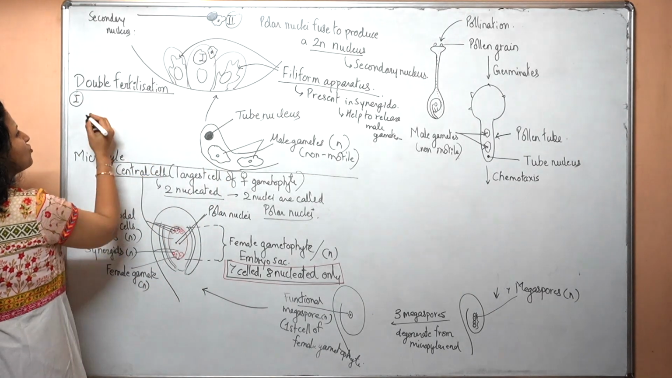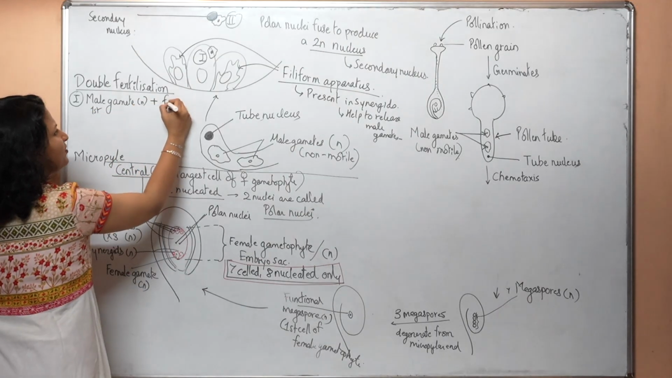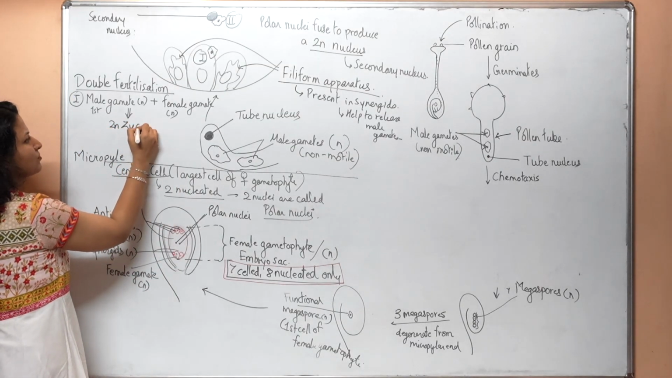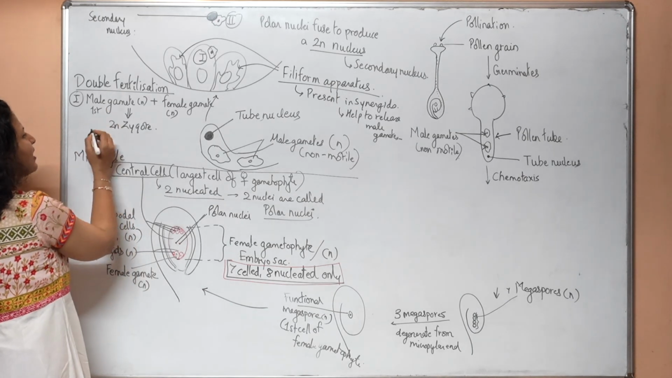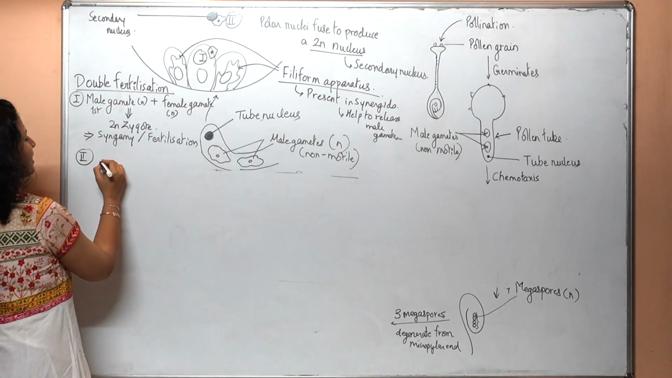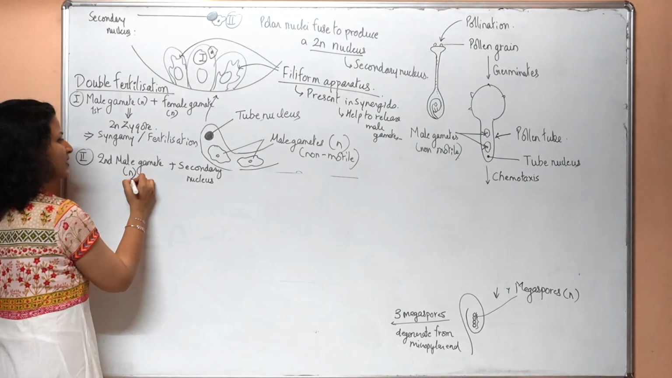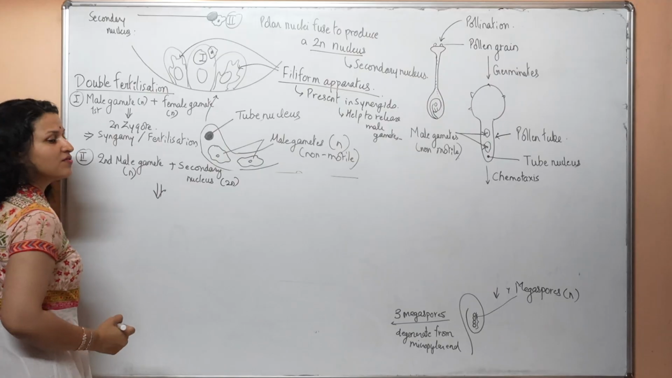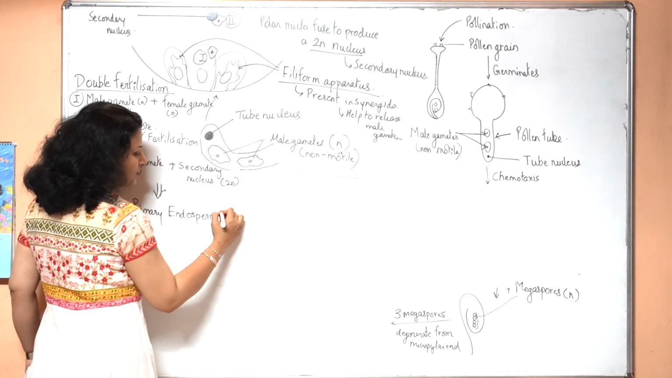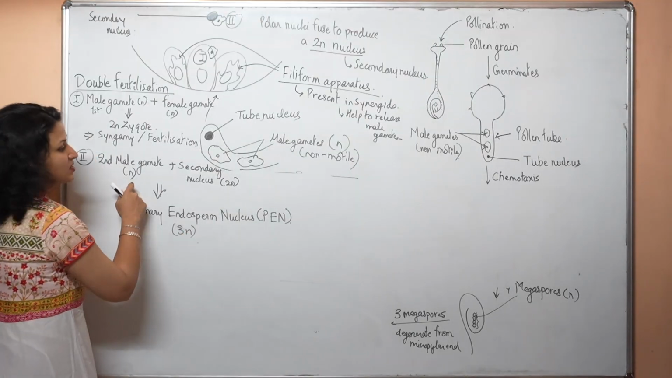The first fertilization has taken place between the first male gamete, which is N, and the female gamete, which is also N, and the resultant is a 2N zygote. This first fertilization is known as syngamy. There is a second fertilization that has also taken place between the second male gamete and the secondary nucleus. The second male gamete is N and the secondary nucleus is 2N, and the resultant is a nucleus called the primary endosperm nucleus, PEN in short, whose ploidy is going to be 3N because this is N and this is 2N.